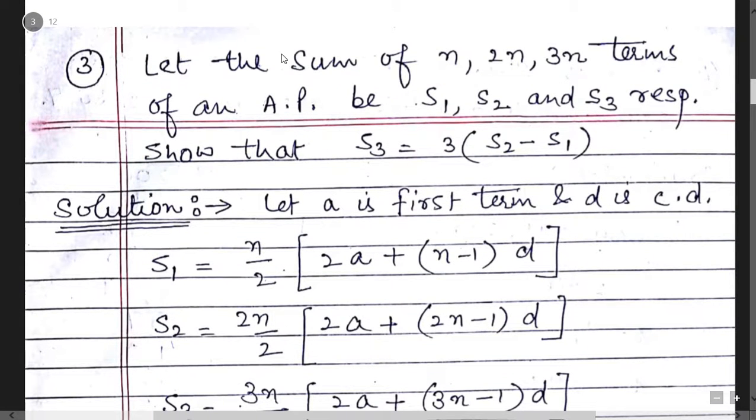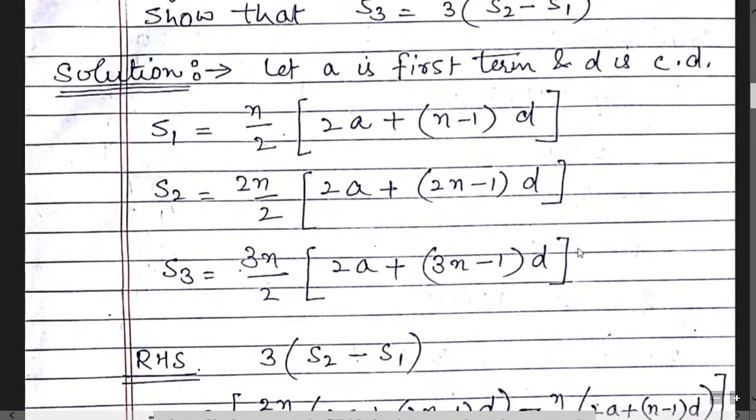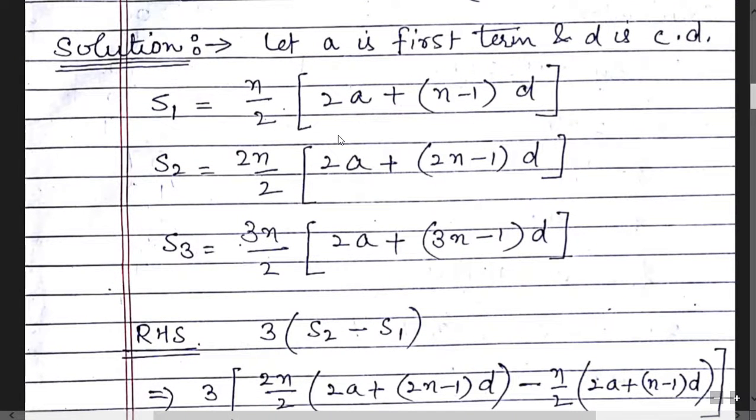Question number 3. Let the sum of n, 2n and 3n terms of an AP is S1, S2 and S3 respectively. Then you have to show S3 is equal to 3 into S2 minus S1. Now what is the formula for sum of the series? It's n by 2, 2a plus n minus 1 into d. It's for n number of terms. Second is for 2n and third is for 3n.